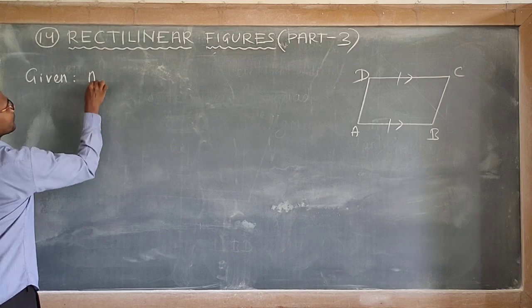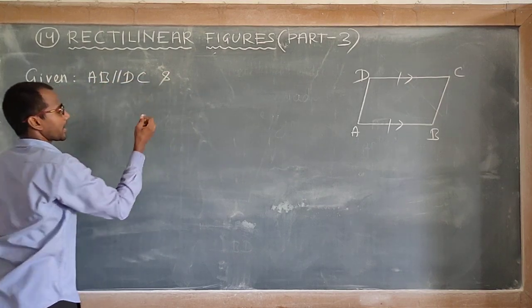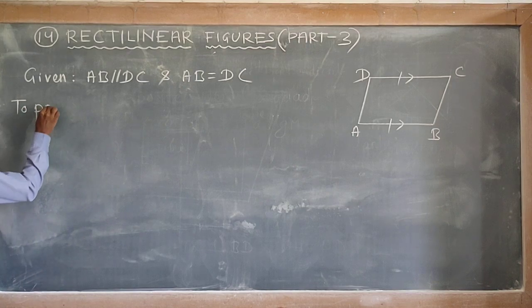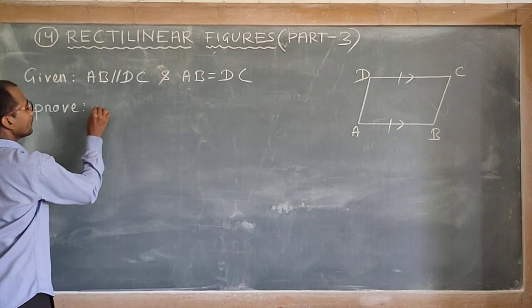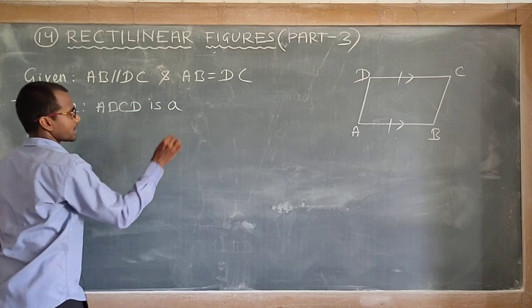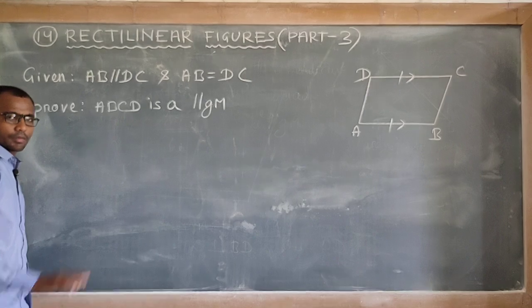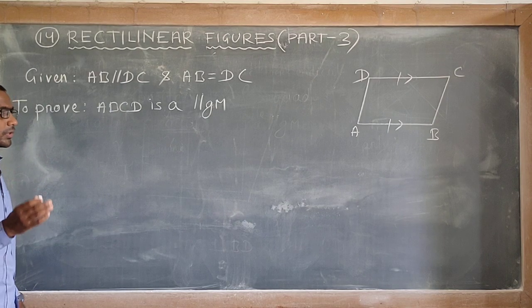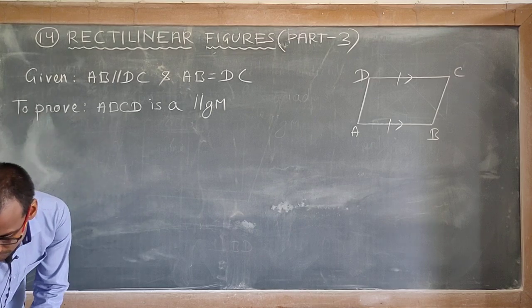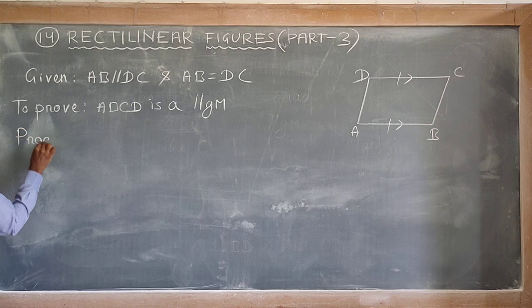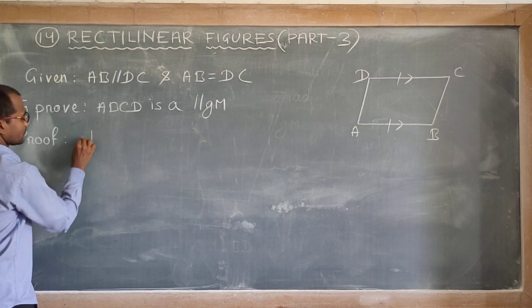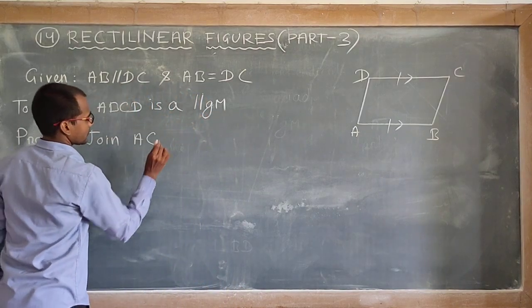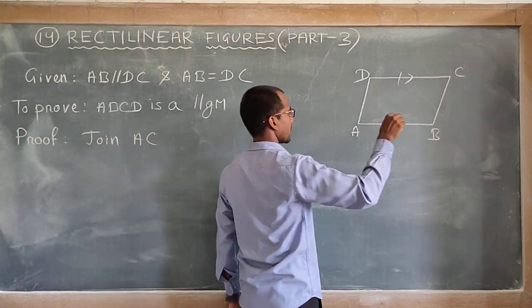Given: AB parallel to CD and AB is equal to CD. To prove: ABCD is a parallelogram. We need construction here, or directly we can go to proof. Construction we can do in the proof section also. Now let us go to proof. Join either AC or BD. So let us join AC. You can use a dotted line. I cannot draw a dotted line here, so directly I am joining AC.